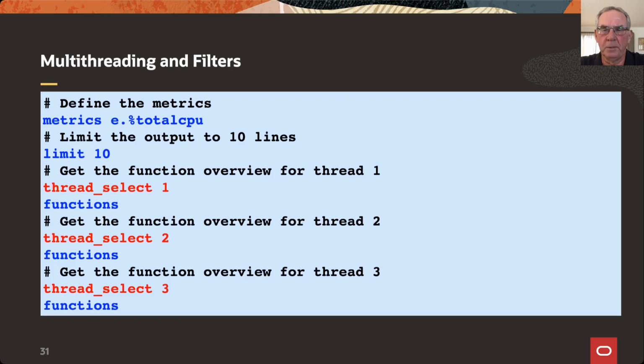You can also zoom in on threads. Here I'm showing individual threads. You can also have ranges of threads. Here I keep it simple. What I want to do, and that's shown in red here, I want to select thread number 1, then see the function overview. Then I want to see thread number 2 and number 3. Again, that doesn't have to be a single number. It can be any sort of sequence of numbers if you want to analyze a group of threads, for example. So in this way, I can get a breakdown. I can see what happens in the various threads in my program.